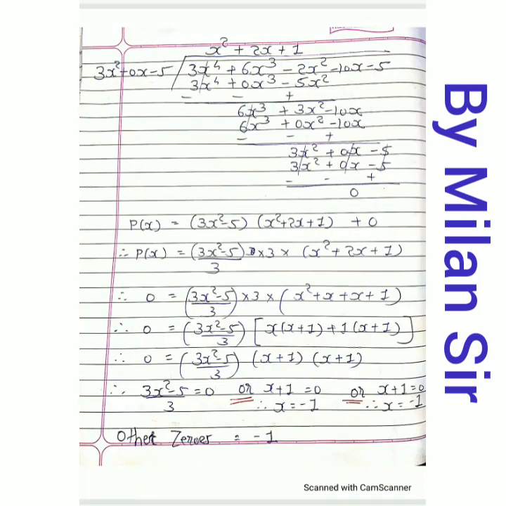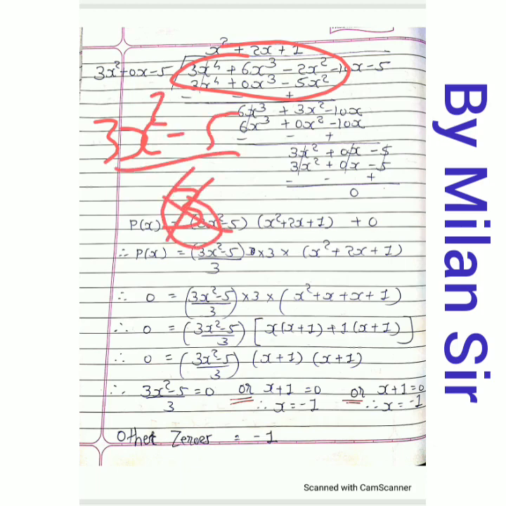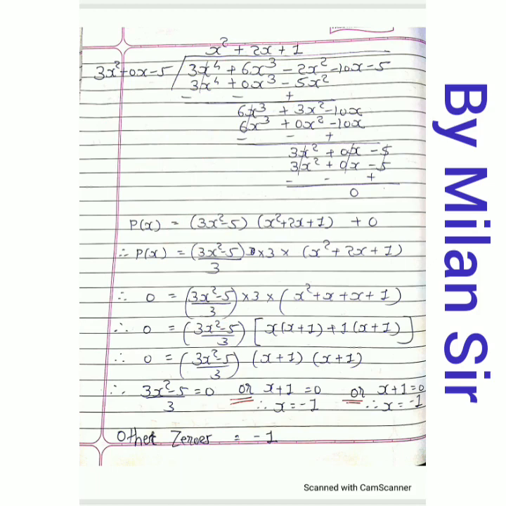Okay, next is the division process. So p of x, that means 3x raised to 4 plus 6x cube minus 2x square minus 10x minus 5, divided by 3x square plus 0x minus 5. Here I do not divide this polynomial by 3x square minus 5 by 3. I am not considering 3 here. I will explain why I do not consider 3 here in this part. And second thing, g of x is not as per the sequence of exponents, so that's why I put 0x here. Okay, now start the division process.